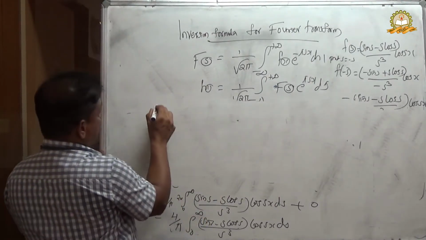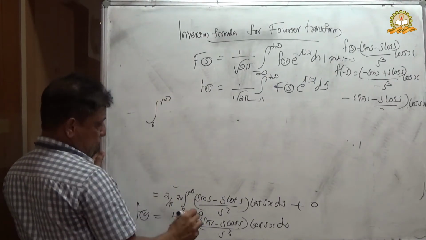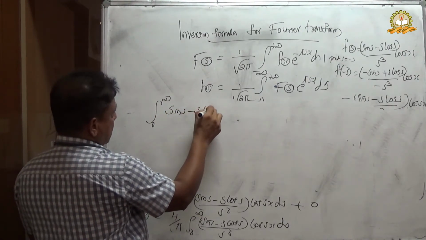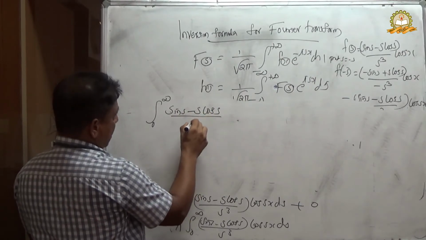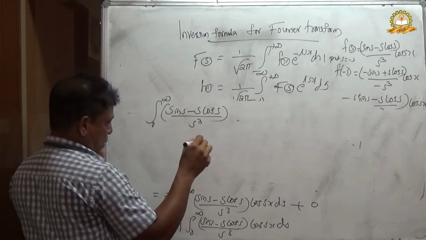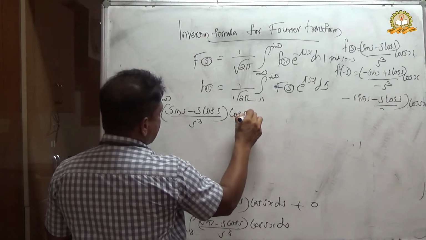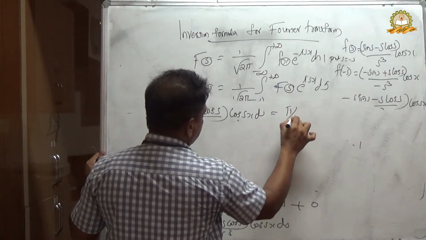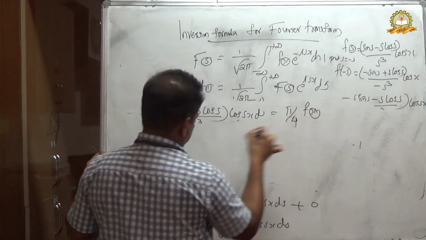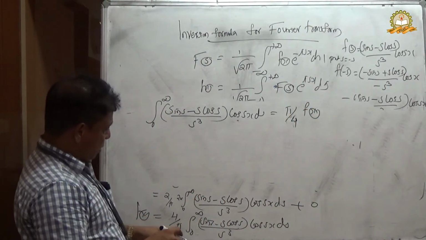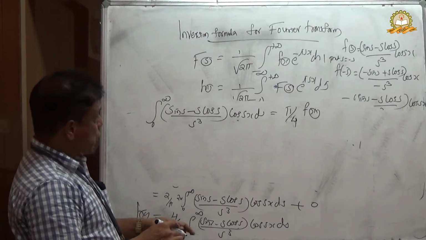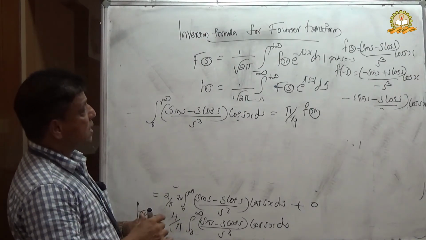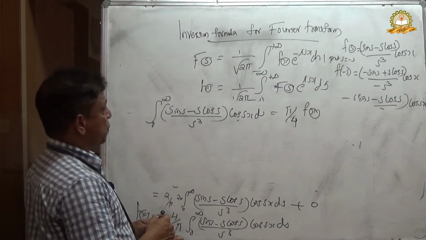This is integral 0 to infinity of (sin s minus s cos s) by s cube into cos sx ds is equal to pi by 4 f of x. When we cross multiply, pi into f of x by 4, 0 to infinity of (sin s minus s cos s) by s cube into cos sx ds. This is pi by 4 f of x.